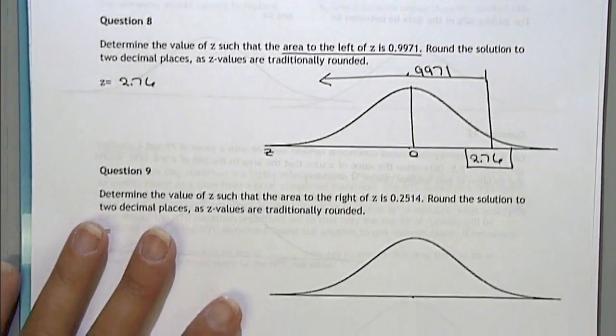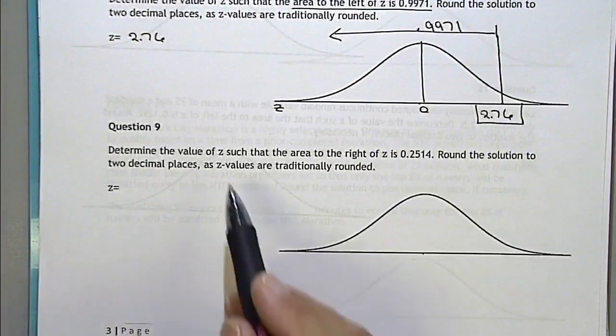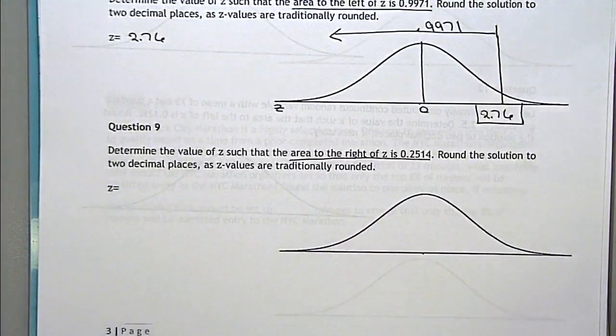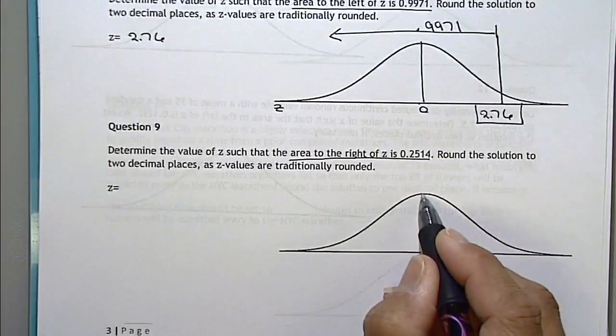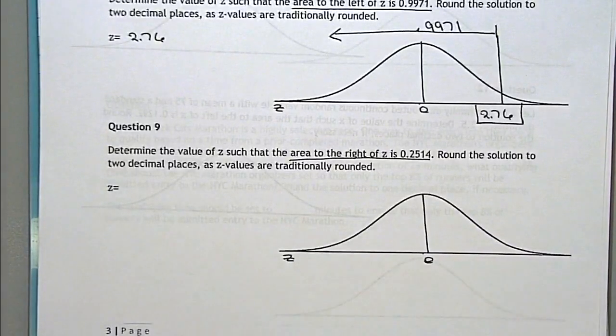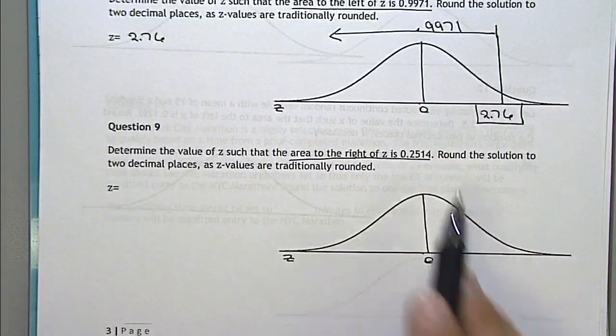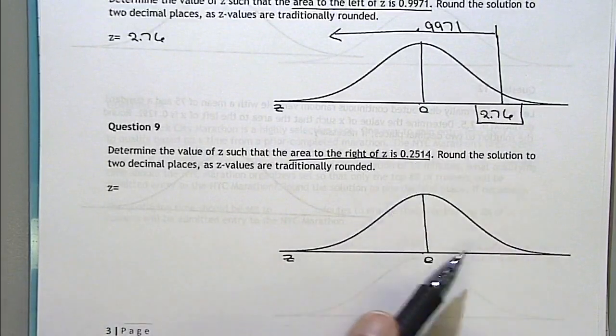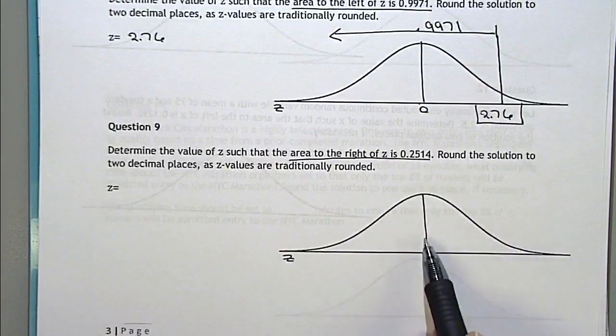All right, here's another question. Find the value of z when the area to the right is 0.2514. Well, once again, start off the same way. There's my standard normal curve. Area to the right. Ask yourself, is that bigger than half of the curve or less than half of the curve? Less than. Area to the right is over here, and is it ever going to get as far as the 0?